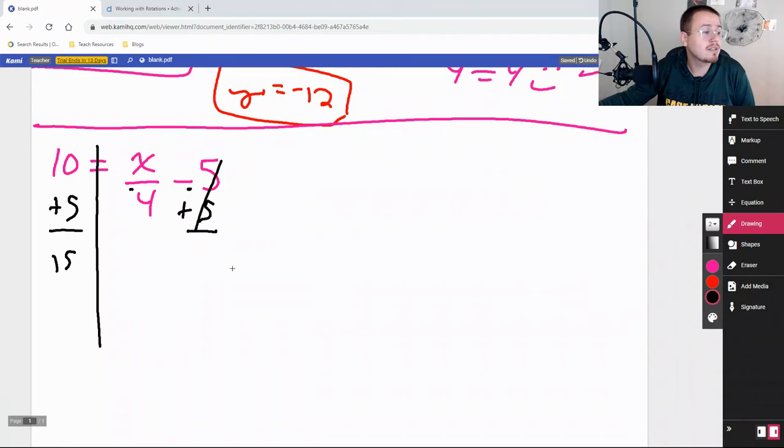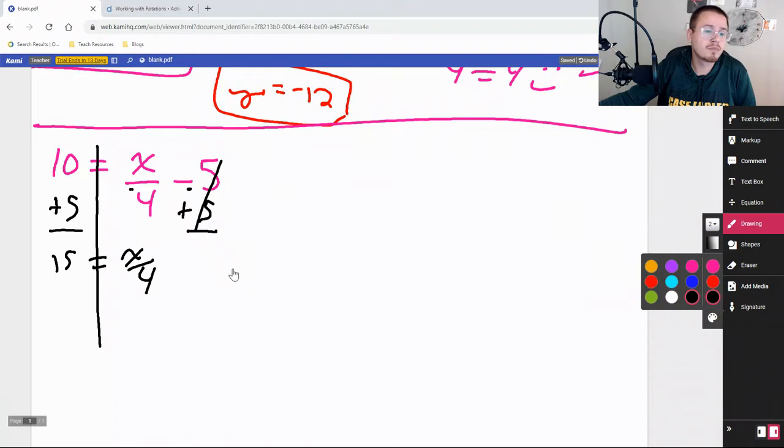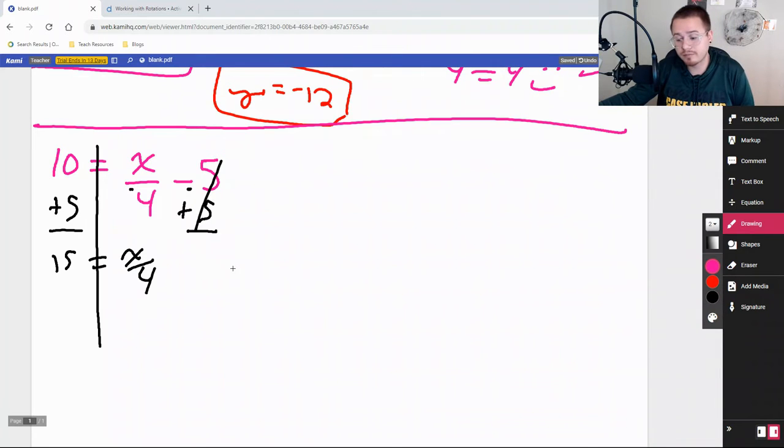We're going to get 15 equals x divided by 4. Added 5 on both sides. Addition property of equality. Beautiful. Now, how do you get rid of division? Yeah, y'all getting it. Put it in parentheses. You got 4, because you're multiplying both sides by 4 because you were dividing by 4.